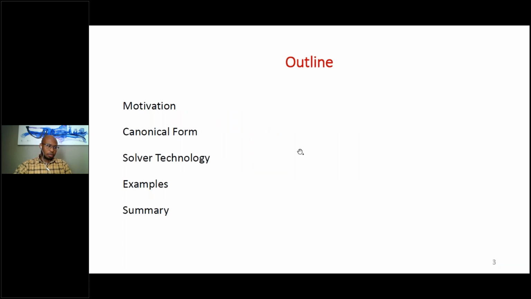I will go through what makes it a good time to apply optimization today. Then I'll define what an optimization problem is, just so we're on the same page. Then I'll go into the different solver technologies. Then I'll give a few examples before we conclude.